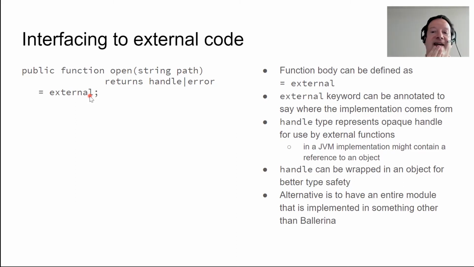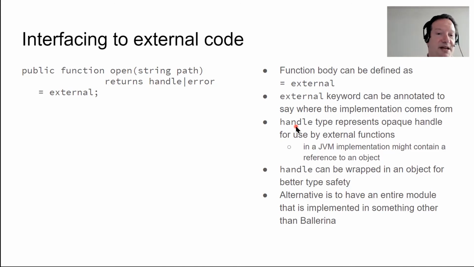And we also have the other part of our story for interfacing with external code, which is that we have a separate basic type called handle, which you can't do anything with basically other than pass it to an external function. So if you've got an implementation, as we do, based on the JVM, you might have a handle corresponding to a Java object, and all you can do is pass that to an external function. If you've got a C implementation, a native code implementation, it would probably be a pointer of some kind. But it's basically an opaque handle that you can pass to external functions.